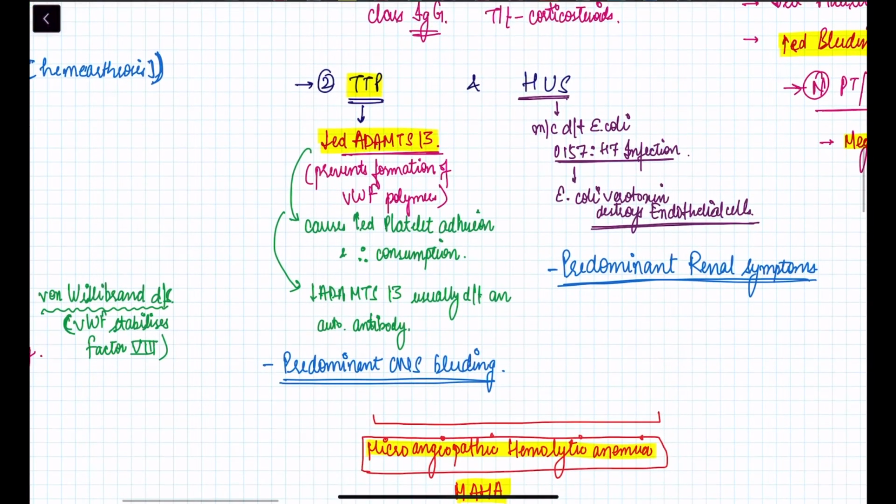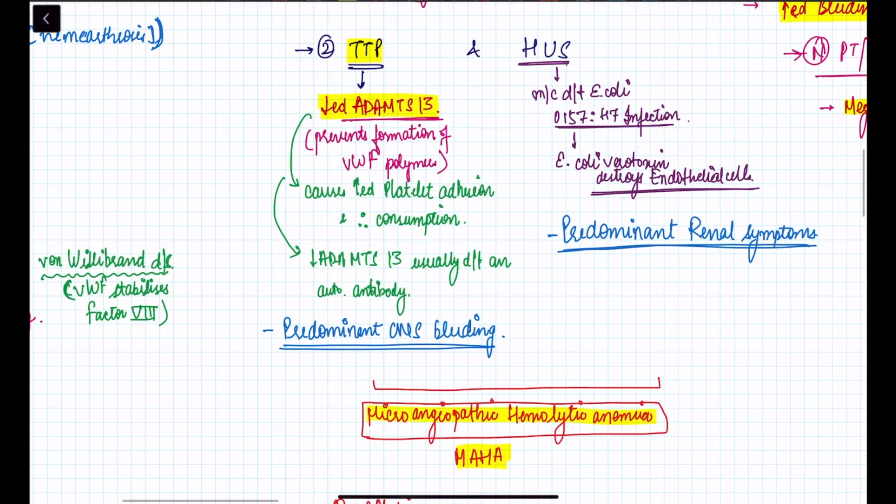Next set of disorders comes under the broad heading of microangiopathic hemolytic anemia. Mind you, these are not the only causes of microangiopathic hemolytic anemia, but these are two of the causes of MAHA. So the first disease is TTP, thrombotic thrombocytopenic purpura, and the second is hemolytic uremic syndrome (HUS). So in TTP, we have decreased ADAMTS13. What is ADAMTS13? ADAMTS13 is a molecule which prevents the formation of multimers or polymers of von Willebrand factor.